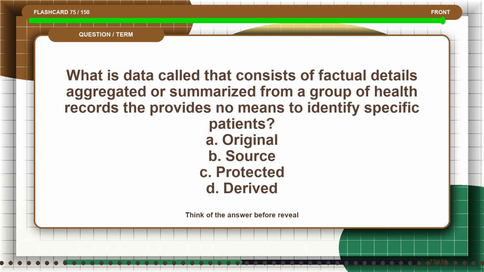Flashcard 75. What is data called that consists of factual details aggregated or summarized from a group of health records that provides no means to identify specific patients? A. Original. B. Source. C. Protected. D. Derived. Think of the answer before the reveal.